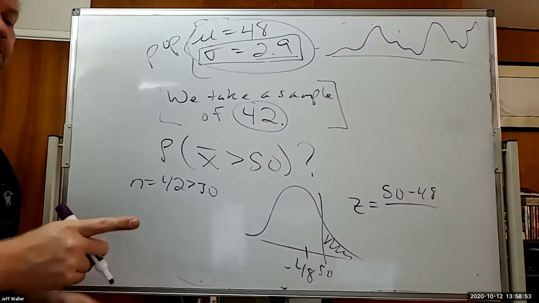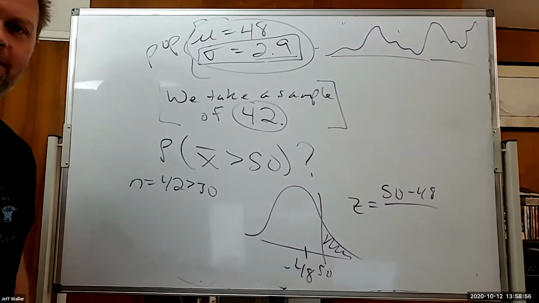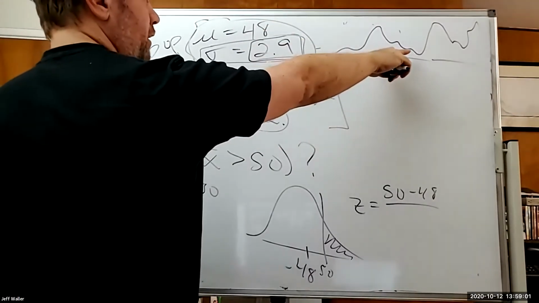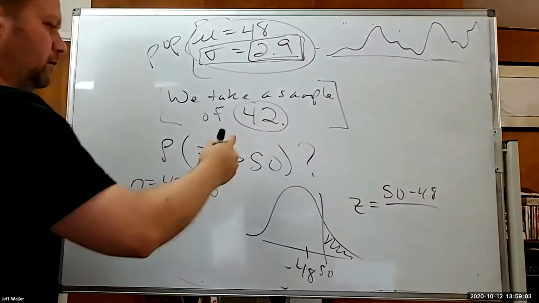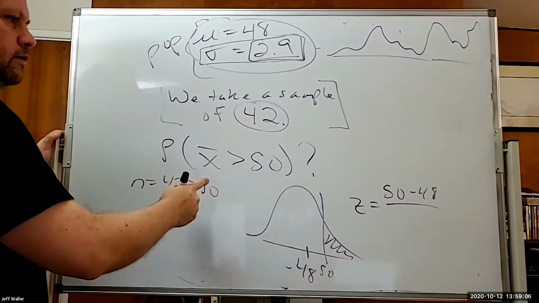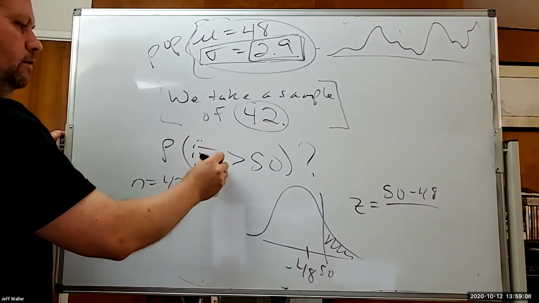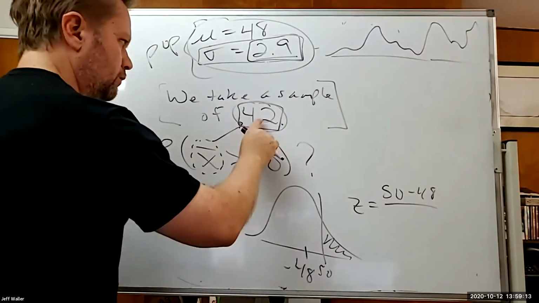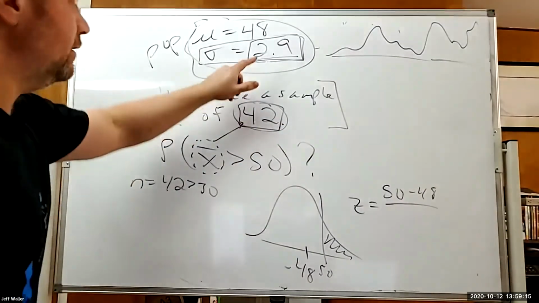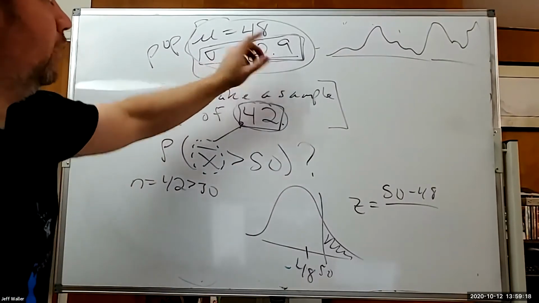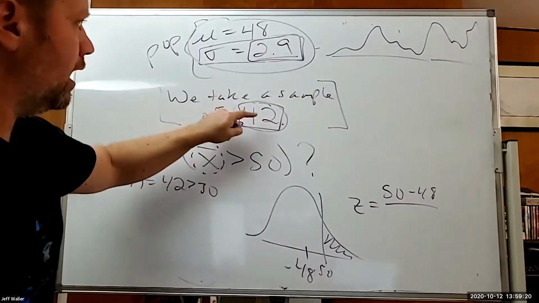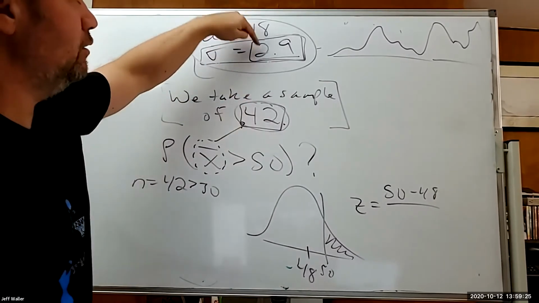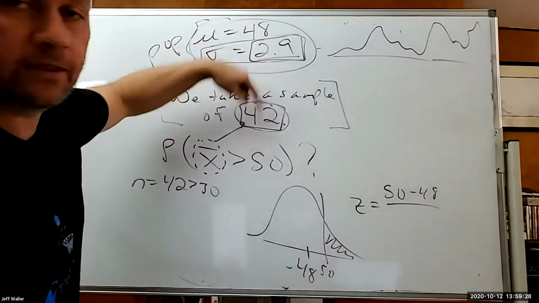2.9. Uh-oh. Sort of a trick question. This is the spread for individual data points. Am I asking about individual data points here? I'm asking about sample means of samples of size 42. This will always mean the spread of individuals. So if the problem is about a group bigger than 1, I can't use this number. It doesn't go with that.